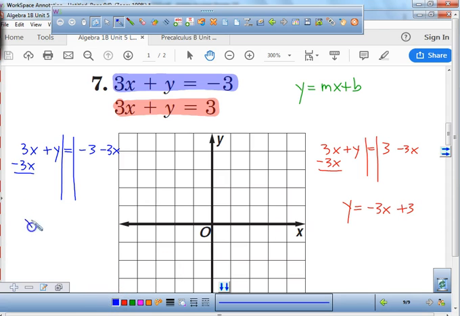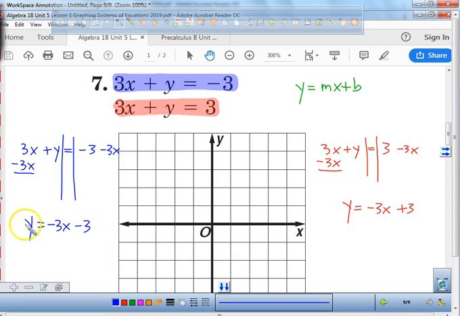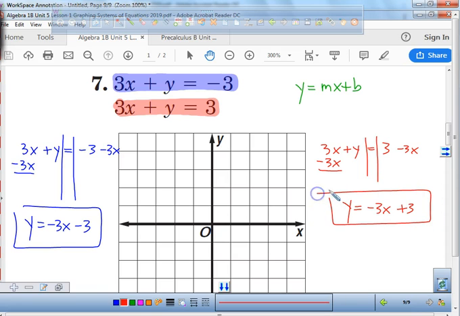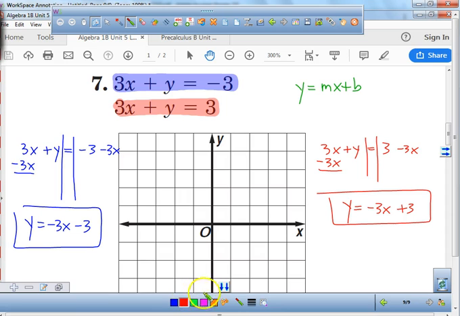And what's this one over here? Y equals -3x minus 3. What do you guys notice about those lines? They're saying something. Slope. Notice right up here, what does the m value represent in y equals mx plus b? It represents slope. What's this slope? -3. What's that slope? -3. What's the only difference? One of them has a y-intercept at +3. One of them has a y-intercept at -3.